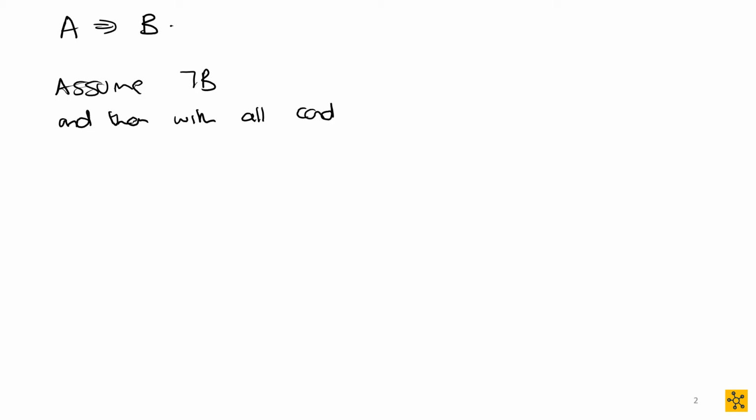Okay, so next up we look at indirect proofs, and indirect proofs are kind of fun, because what you're going to do is you have your theorem where you have A implies B, you're going to assume not B, and you're going to utilize all your A to arrive at a contradiction. So assume not B, and then with all conditions of A, get to a contradiction.